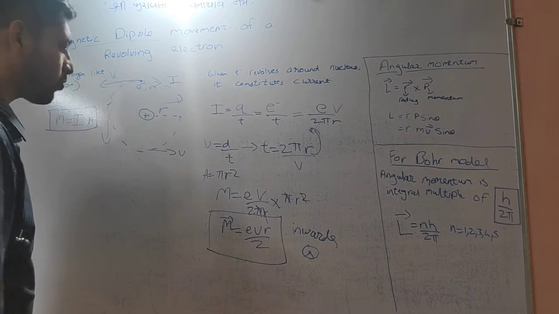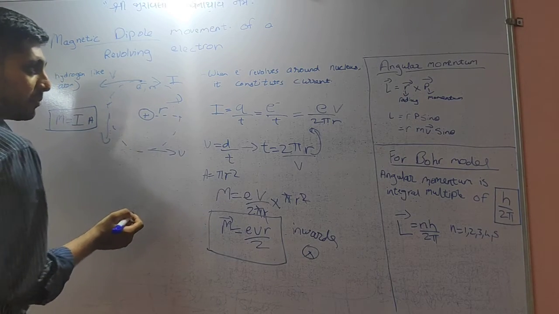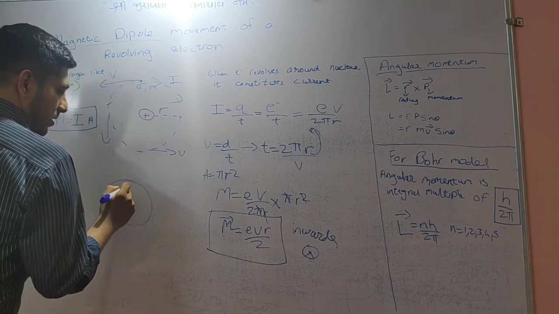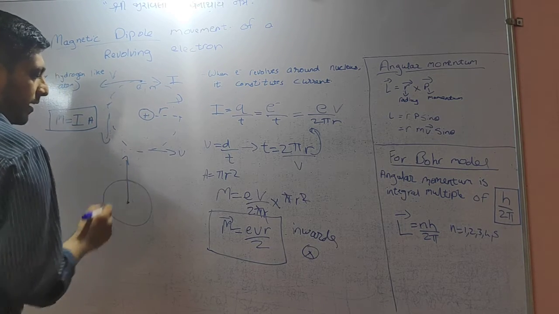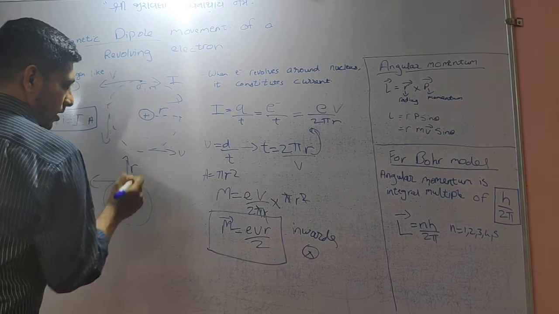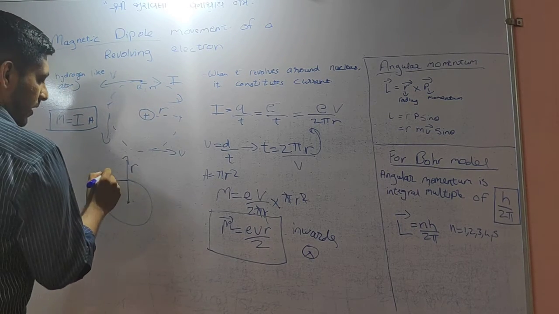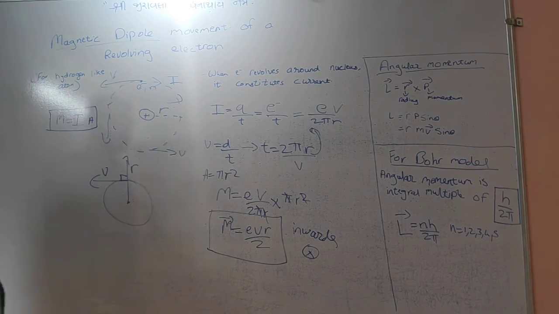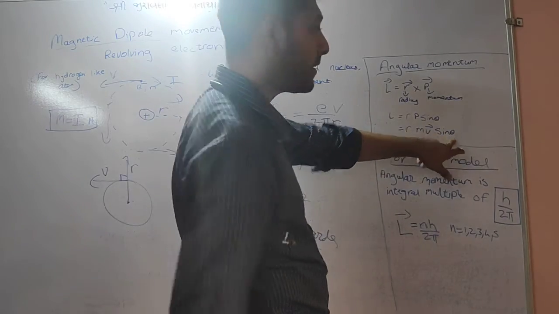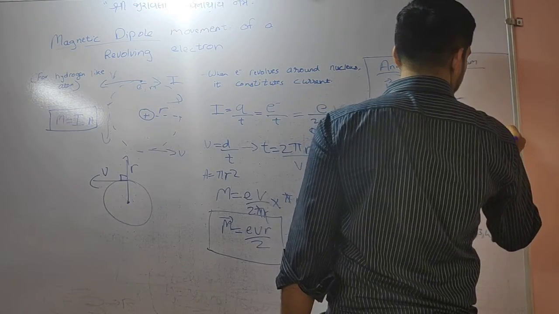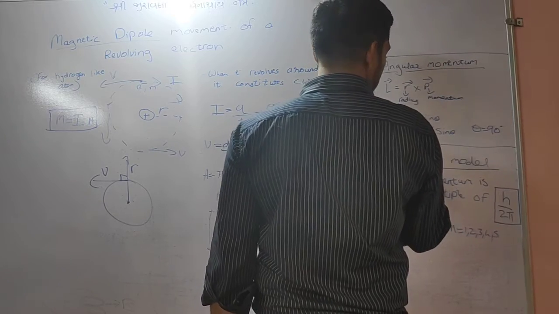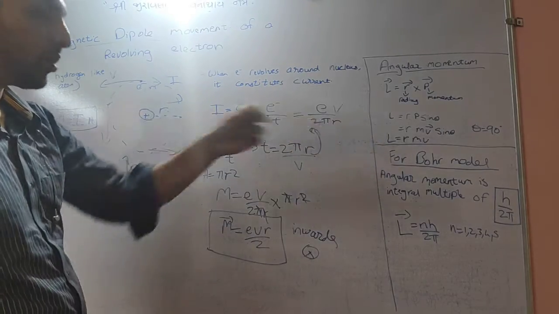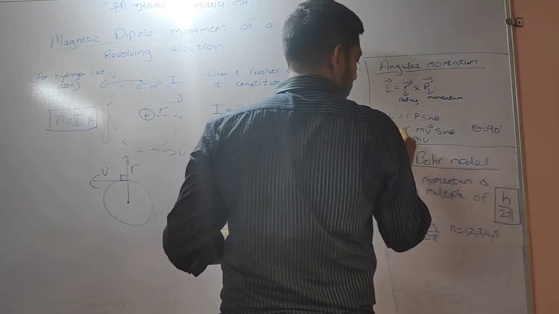Now to find out what is r and what is the angle between r and p. The direction of radius will be this, and direction of velocity is this. So what is the angle between them? It is 90 degree. So here theta equals 90 degree. So can I write L equals rmv? Okay, so this will be the form which is required.